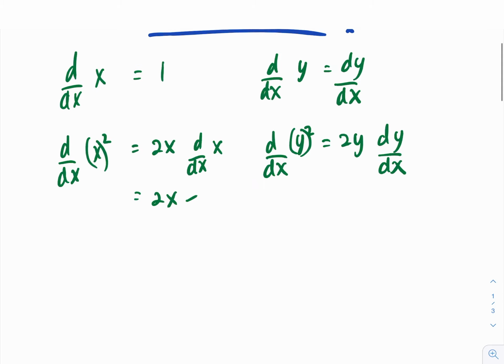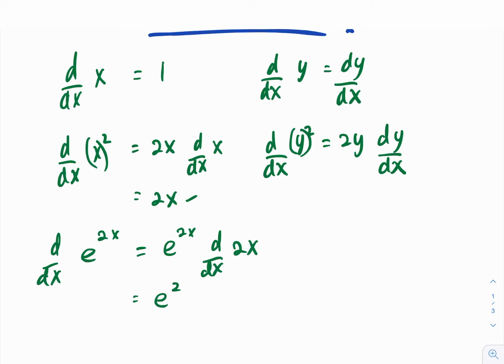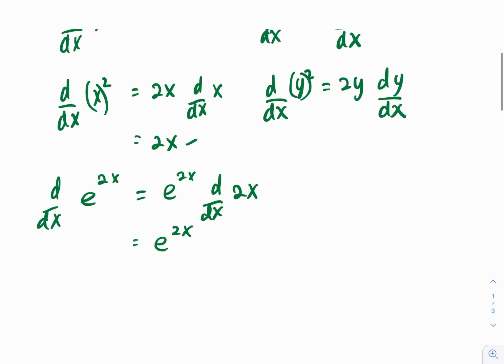And one more, if we differentiate the exponential function e to the power of 2x, we'll have e to the power of 2x, and then we have to differentiate 2x. Since 2 here is a constant, I write down 2. And if we differentiate x with respect to x, we'll have 1. Or we can write this as 2e^(2x).